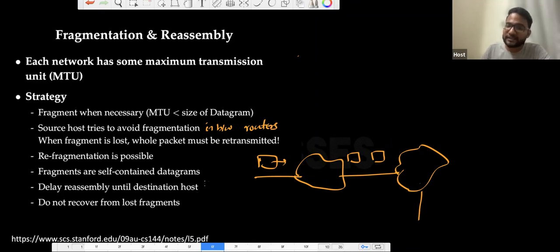Yeah, and at the reassembly, when the destination is going to reassemble, it has to delay the assembly until all the fragments have arrived. It cannot reassemble some. Let's suppose there are a total of 5 fragments. It cannot reassemble just 2 or 3 fragments like that, right? Do not recover from the lost fragments. Maybe it means that if there are lost fragments, you cannot recover only the lost fragments. You have to transmit the whole packet. Maybe that's what they want to say.